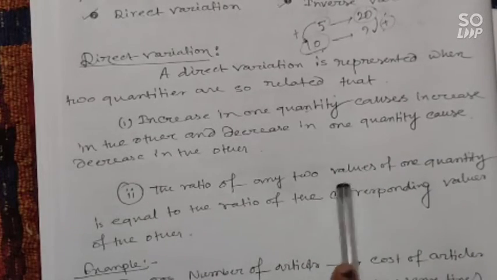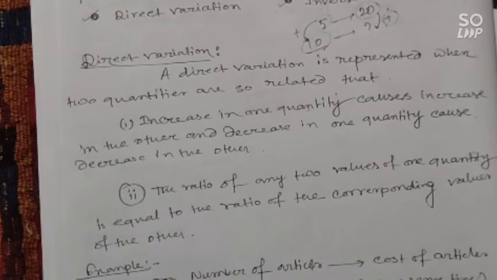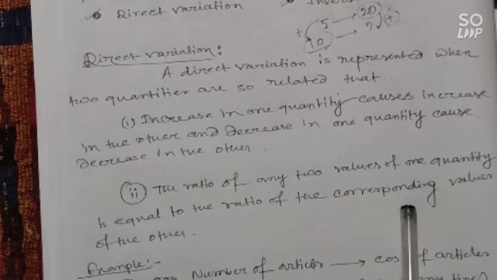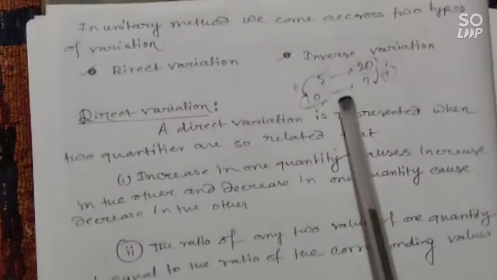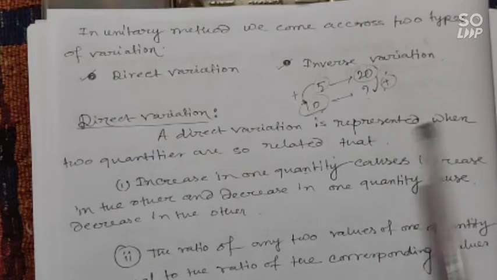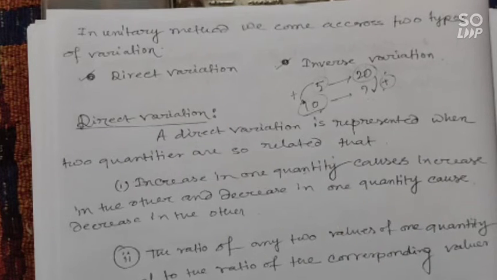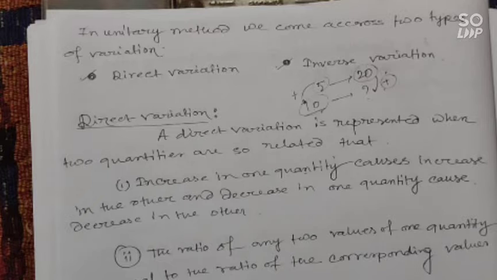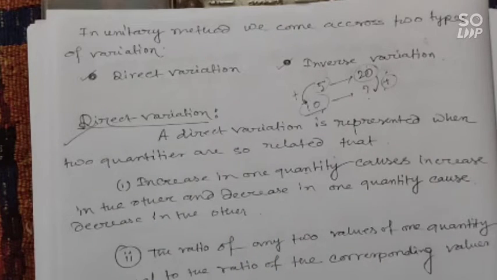And the ratio of any two values of one quantity is equal to the ratio of the corresponding values of the other. So in this example, the ratio of the values of the number of pencils is equal to the ratio of the cost of pencils. Okay, so this is called direct variation.